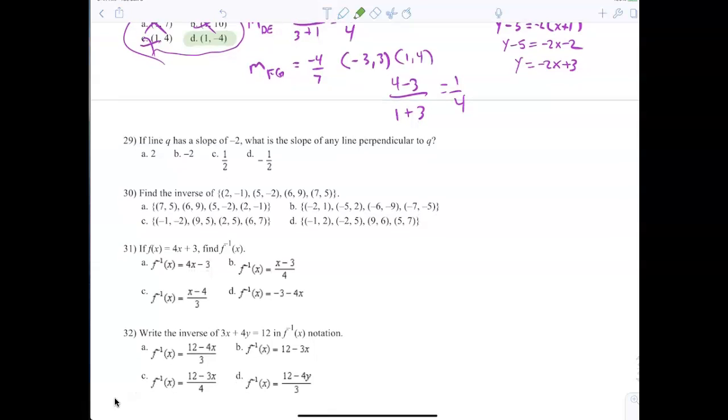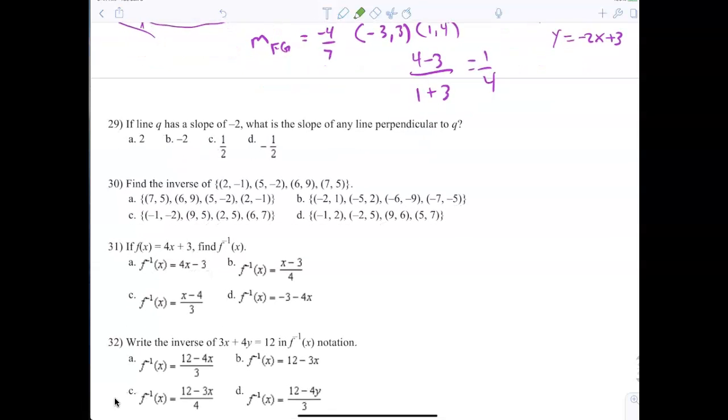All right. So if Q has a slope of -2, what is the slope of any line perpendicular? Remember, because it is perpendicular, the slope is the negative reciprocal. So if the slope is -2, the slope of the perpendicular would have to be the reciprocal and the opposite sign. So it would be C, 1/2.